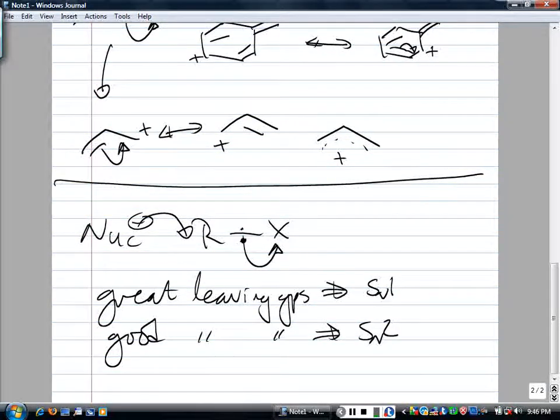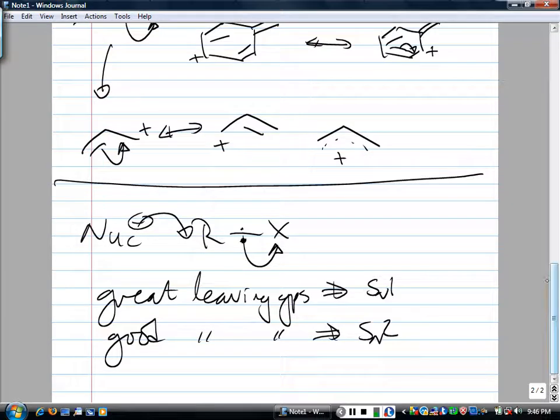The nature of X doesn't control the reaction. It promotes SN1 or SN2. So if I have a great leaving group that comes off easily and on its own, I will tend to get SN1. If I have a good leaving group, one that comes off with help, I will tend to get SN2.